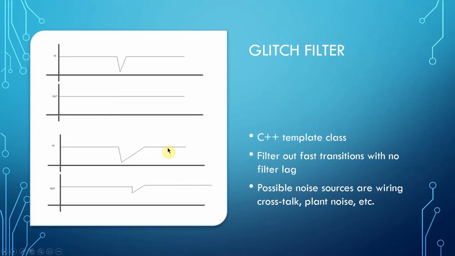The glitch filter is intended to ignore spikes, glitches, fast transitions that are actually from an incoming data stream. They're faster than physically possible, so you should ignore them. They're probably due to noise occurrences through wiring crosstalk or plant noise. And a glitch filter doesn't give you any signal lag like a low-pass filter would. You configure the filter by giving it a maximum rate of change. So if the incoming data changes faster than that, the data is ignored.